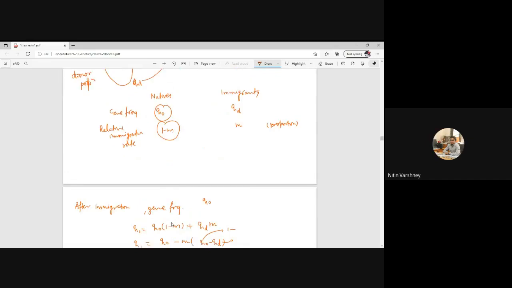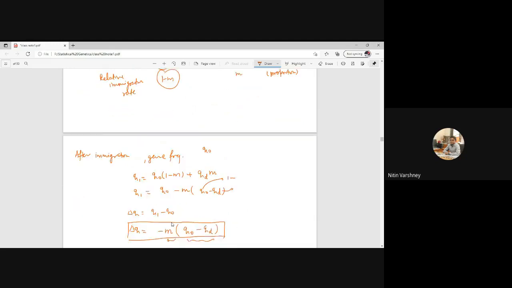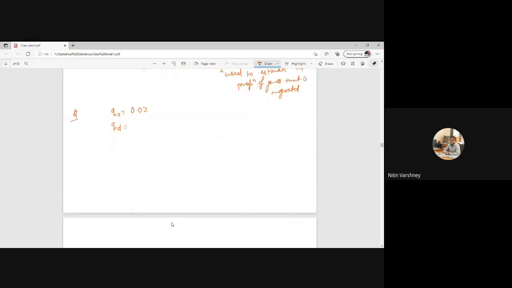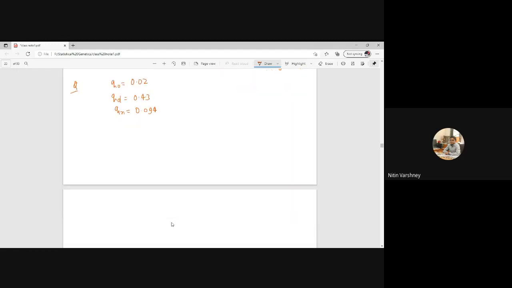After immigration, the gene frequency of the recessive allele is given as 0.43, and Qn is also given, that is 0.094. So there is a statement of the question, and I have found all three events, that the migration model is there, allelic frequency found in.